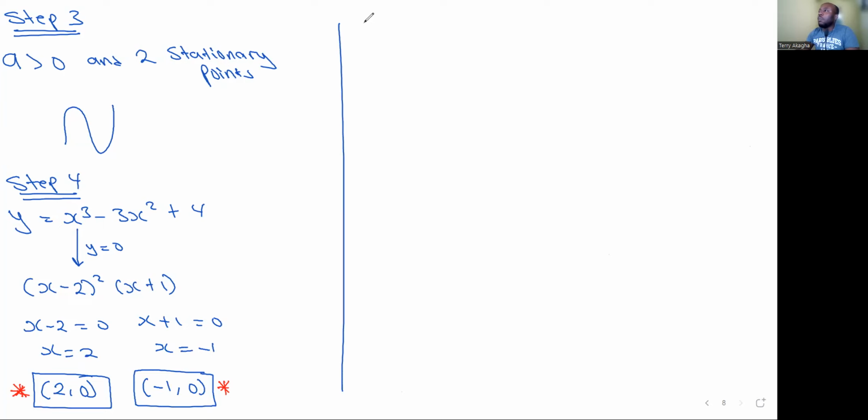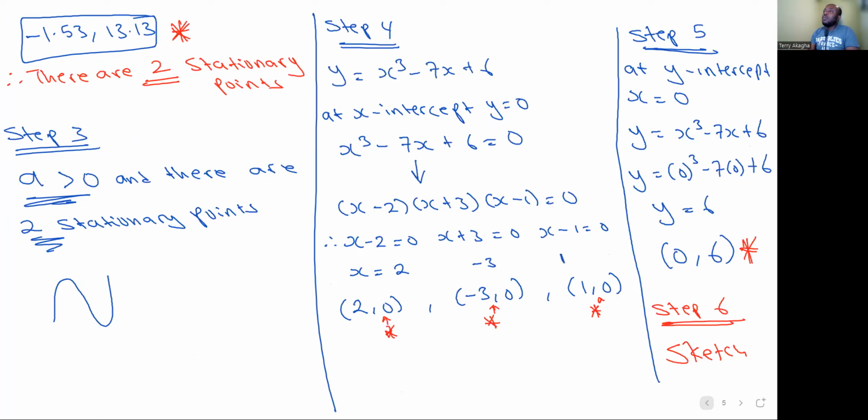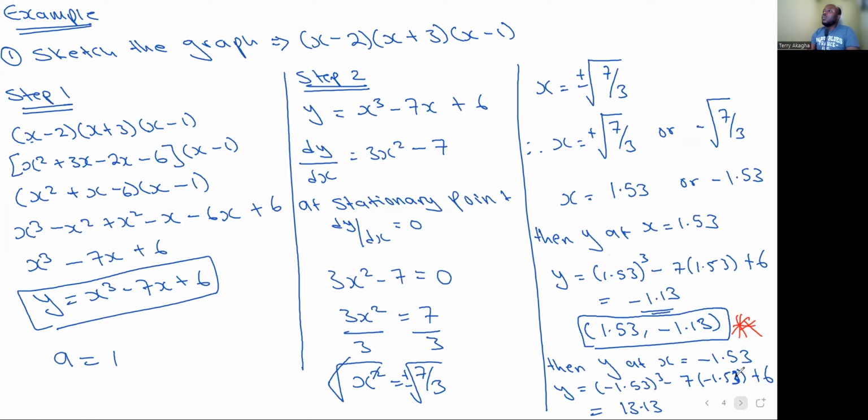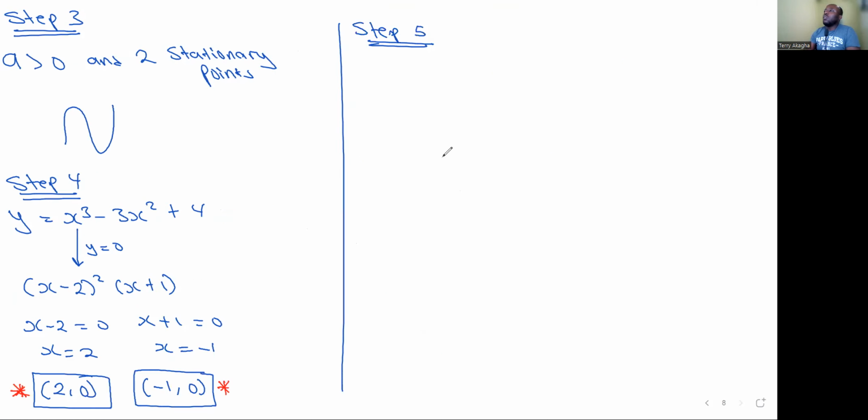Now the next thing is that we want to find step 5, which is the y-intercept. So step 5, we need to find the y-intercept when x is equal to 0. We know y is equal to x cubed minus 3x squared plus 4. But at y-intercepts, x is equal to 0, so anywhere you see x, you put 0. So you have y equals 0 cubed minus 3 times 0 squared plus 4.